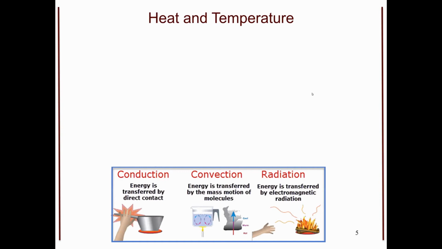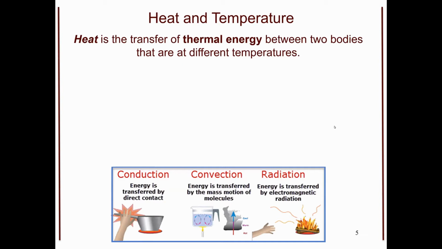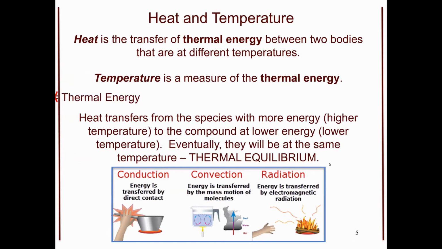So now let's talk about what we know as heat and temperature. Heat is the transfer of thermal energy between two bodies that are at different temperatures. Temperature is the measure of thermal energy. These are not equivalent. Heat transfers from species with more energy, the higher temperature, to the compound at lower energy or lower temperature. Eventually, they will be at the same temperature, which we will call thermal equilibrium.